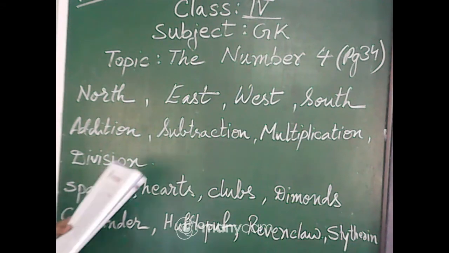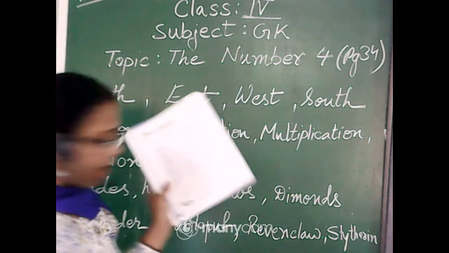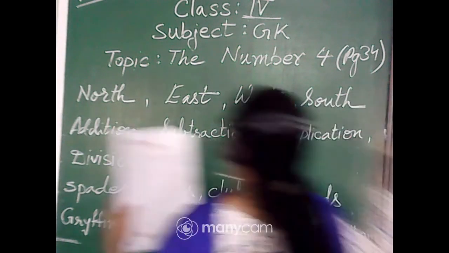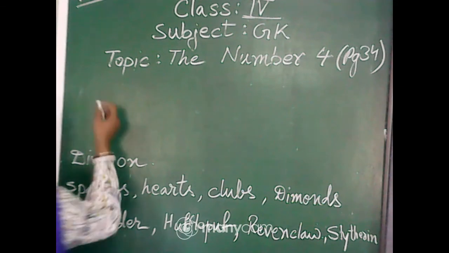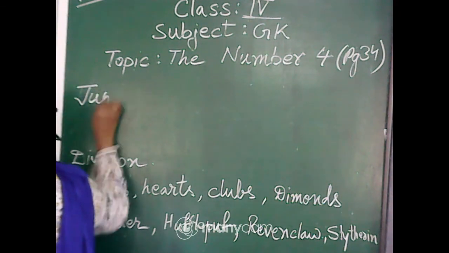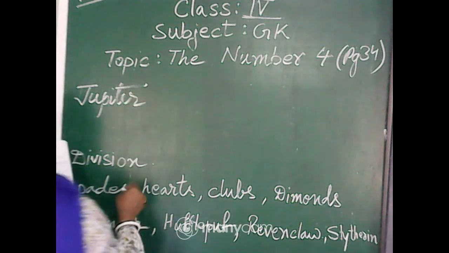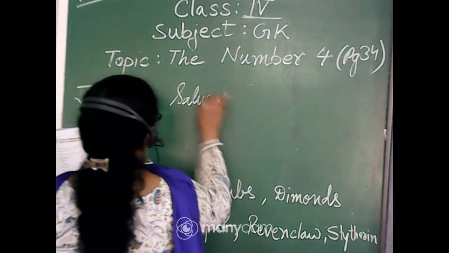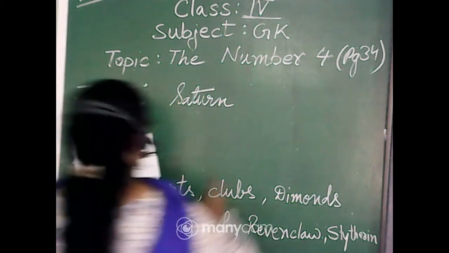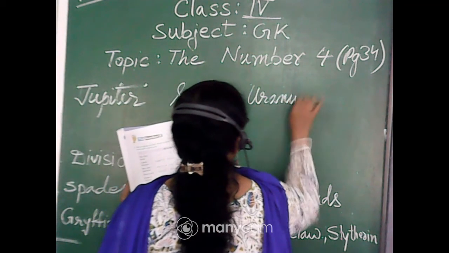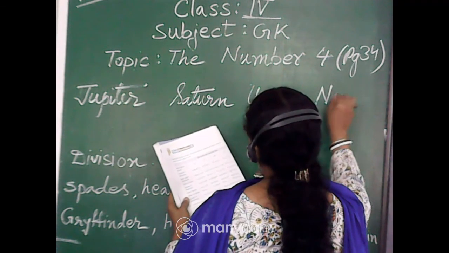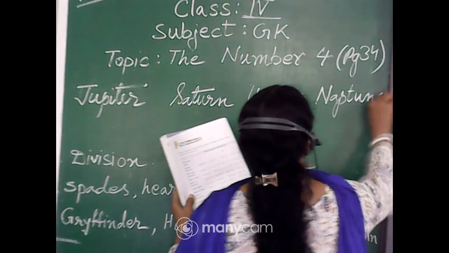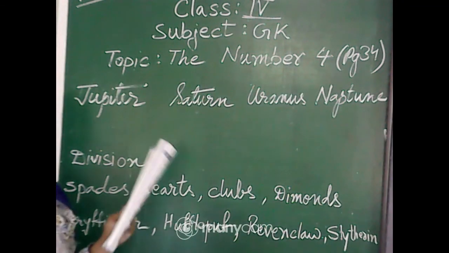Now next let us go for giant planets. Which are the giant planets? So I am going to write the first 2. And here comes the giant planets. The first one is Jupiter. Next one is Saturn, Uranus and Neptune. These are the 4 giant planets.